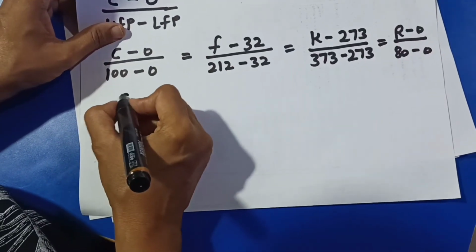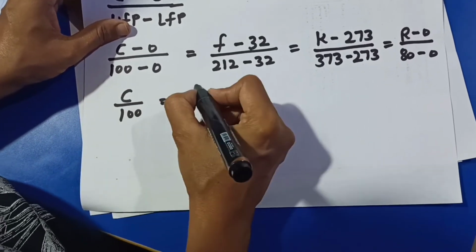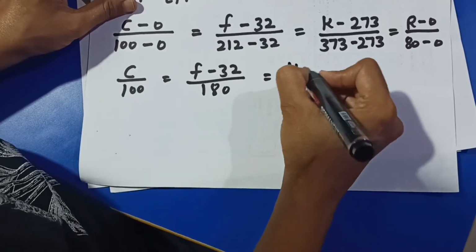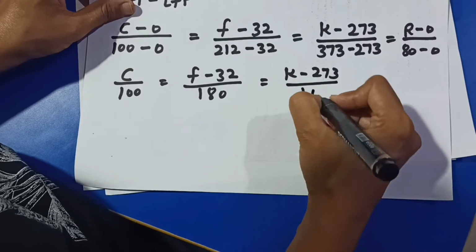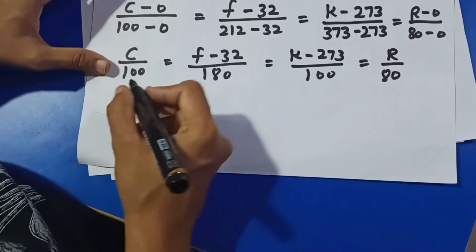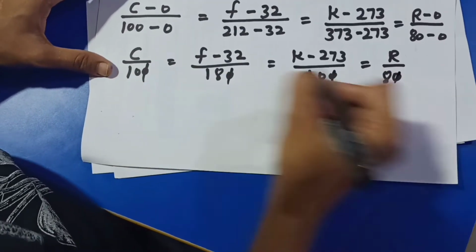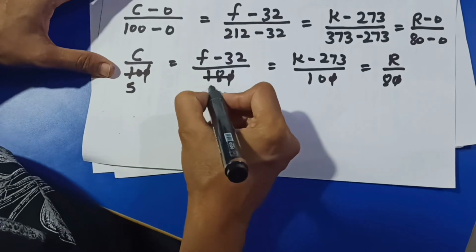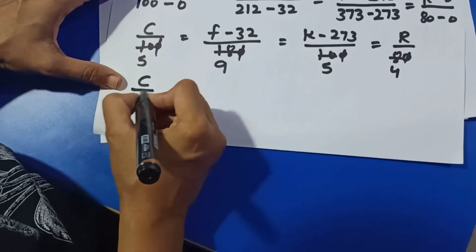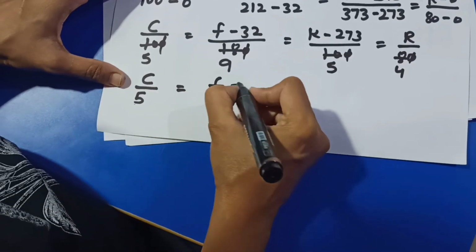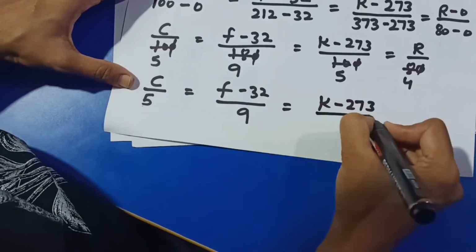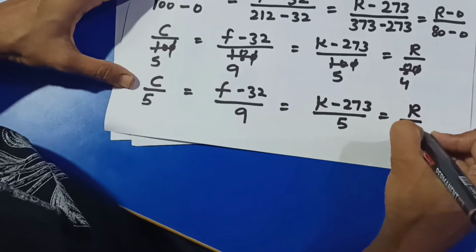If we simplify it, we get C by 100 equal to F minus 32 upon 180 equal to K minus 273 upon 100 equal to R upon 80. If we simplify it further, we get 0 cancels, 2 5s are 10, 2 9s are 18, 2 5s are 10, 2 4s are 8. And our final formula will be C by 5 equal to F minus 32 by 9 equal to K minus 273 by 5 equal to R by 4.